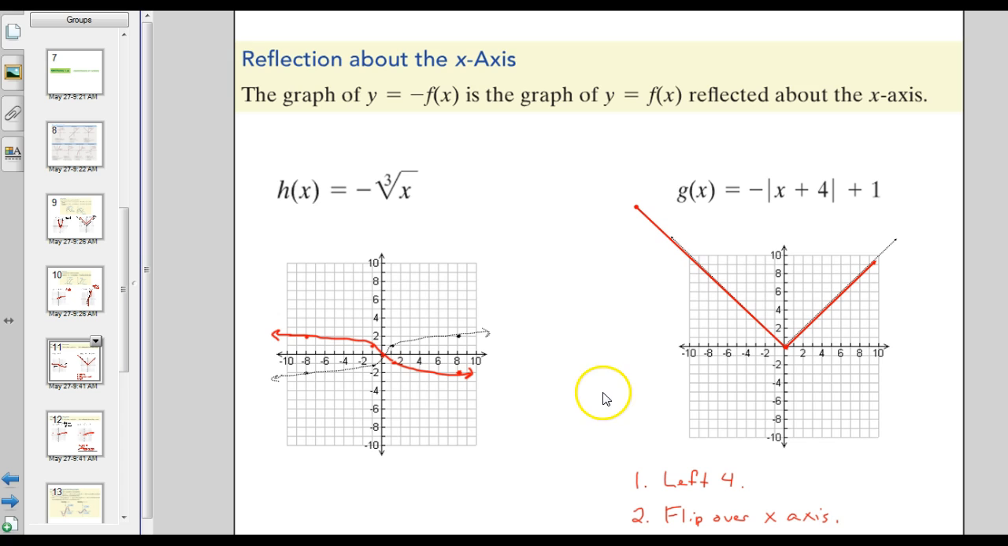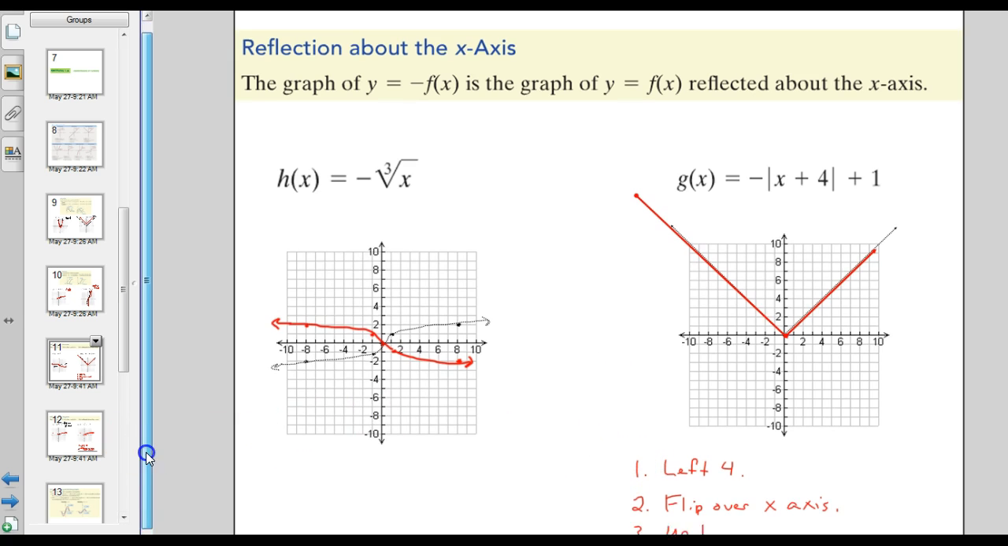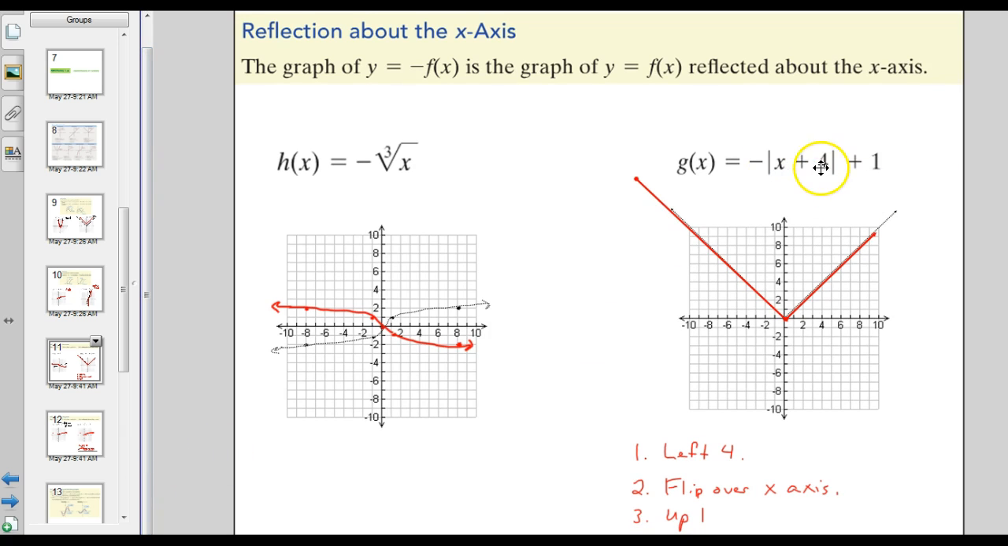Okay, now, what's going to happen with this graph, the second one, g? Well, we're taking the absolute value function, which is that v shape. We're moving to the right 4, because that comes first. That's the first thing that happens to this x. Plus 4, so that's going to move us to the left 4, the opposite of the sign when you're in the parentheses. Left 4, then we're going to flip, because that's out in front after the absolute value, so we're going to flip over the x-axis, and then the plus 1 means we'll go up 1.